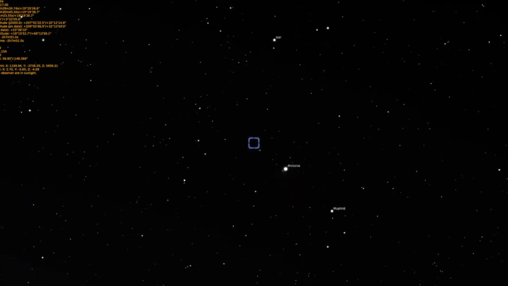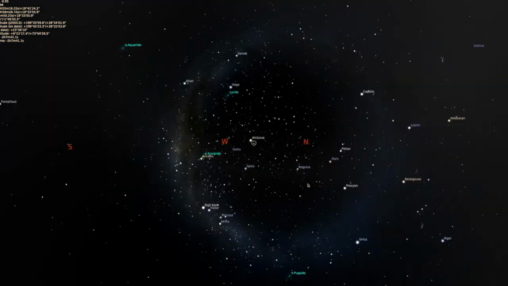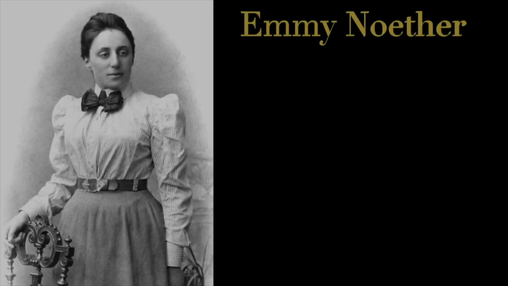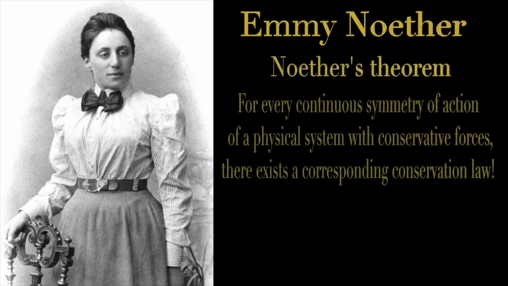Now that doesn't make sense to your brain, but it also wouldn't make sense to some living cartoon that you draw on a piece of paper when you tell him that you're going to flip him over. This is symmetry, and in 1918, Emmy Noether provides us one of, if not, the greatest and most important theorems of all time. For every continuous symmetry of action of a physical system with conservative forces, there exists a corresponding conservation law.